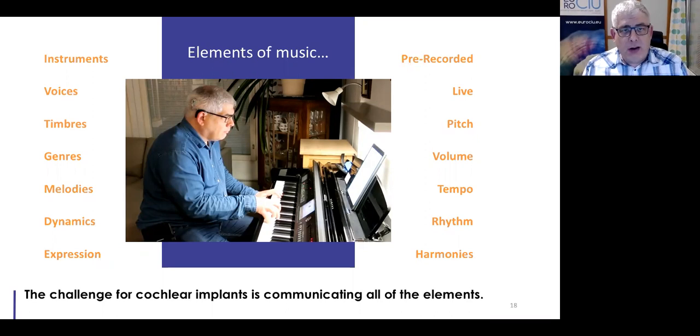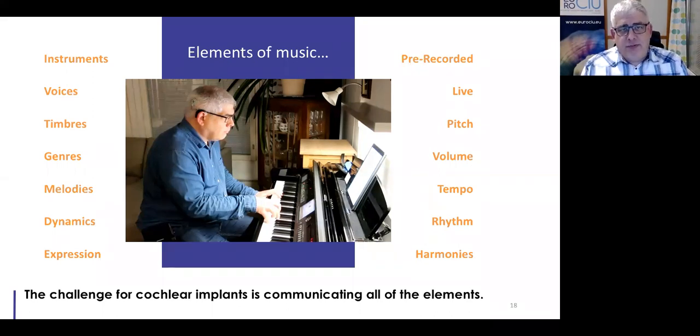Even when a single instrument is being played slowly, the implant user may recognize the tune, but not be able to identify the instrument. A piano, a trumpet, or guitar might all be indistinguishable from each other.